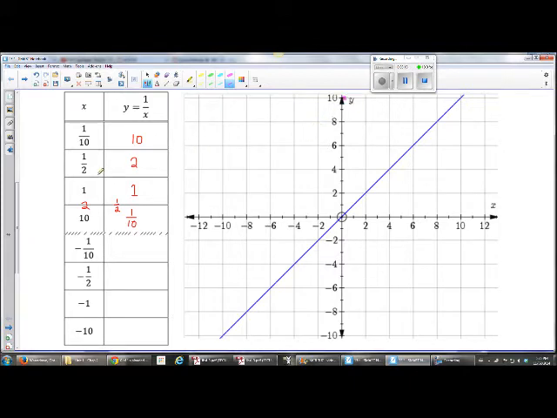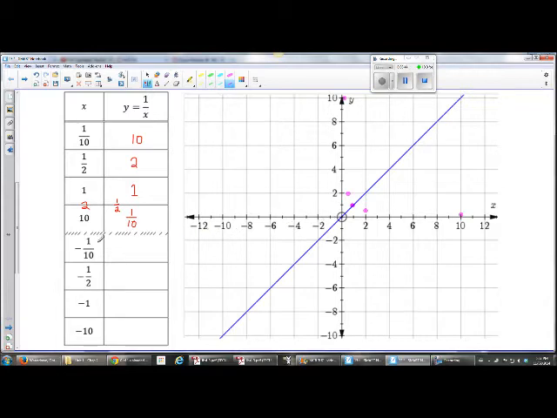When x equals a half, y equals 2. So x equals a half, y is 2, around there. x equals 1, y is 1, around there-ish. x equals 2, y is a half, right about there. And then x equals 10, y is 1/10, around there.